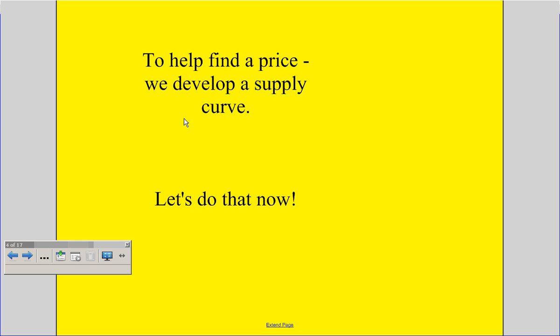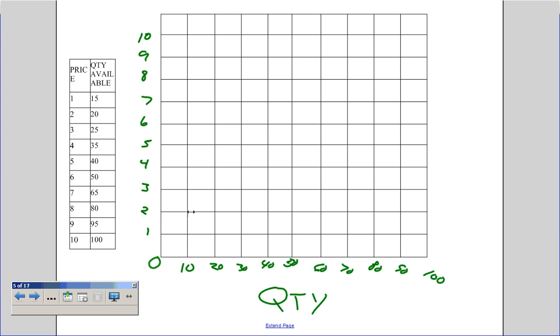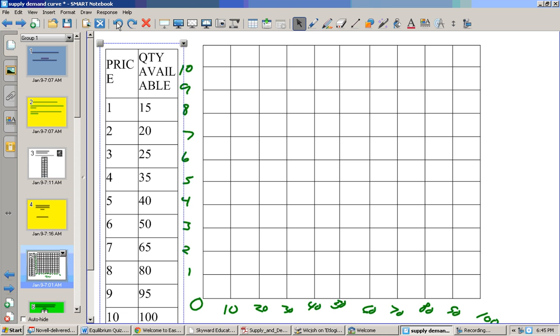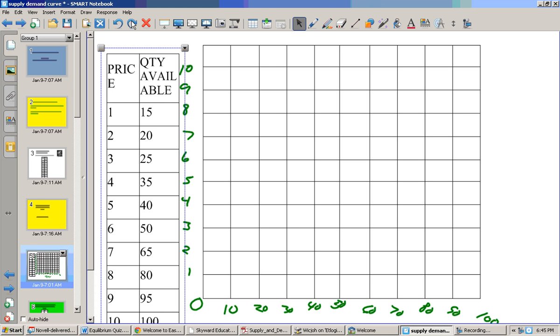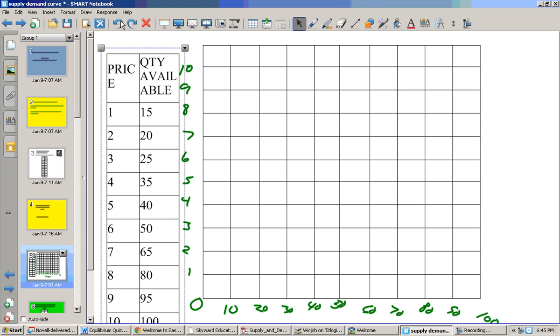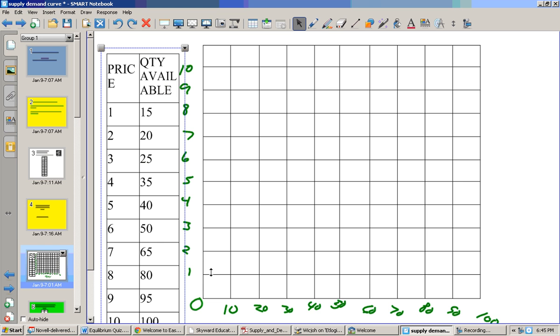To help find a price, we develop what's called a supply curve. Let's take a look at that now. You take the data that we had before, how much we're willing to sell, and you put them on a graph. Over here on this side is the price, 10, 9, 8, 7, 6, 5, 4, 3, 2, 1. And over here is the quantity we're willing to sell. Now, let me go all the way back. I'm sorry, and here's my chart right here.